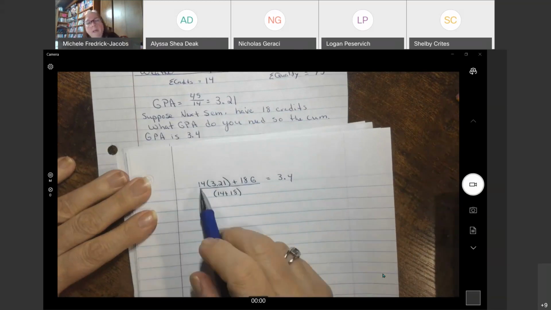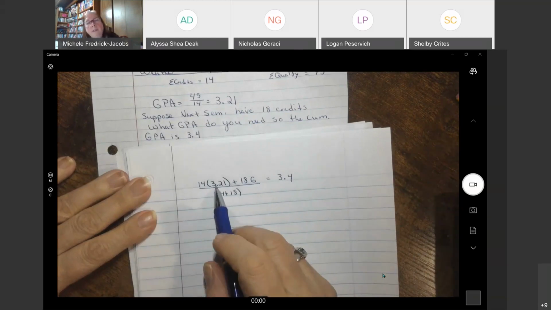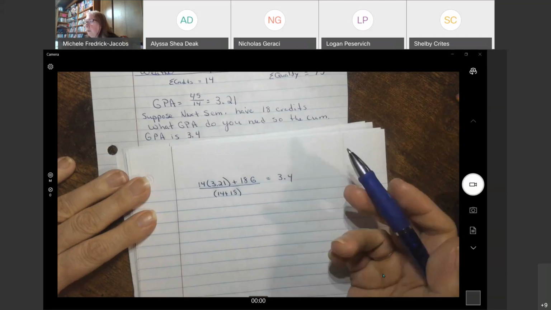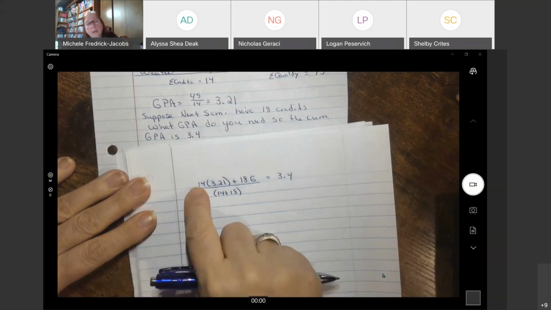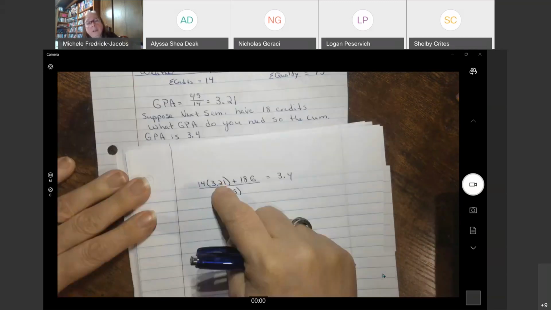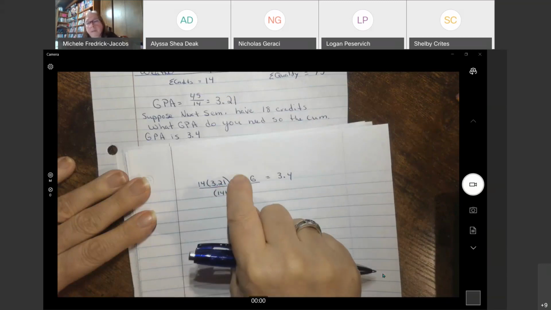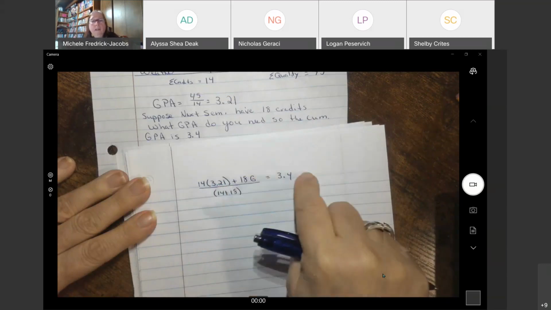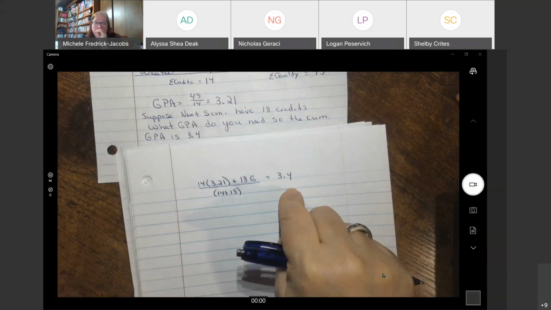So I took my credits and my grade point average. Now you can do this on your grades. You just take your total credits and your cumulative grade point average, and then add on this semester, and it'll help you find what your grade point average will be this semester.